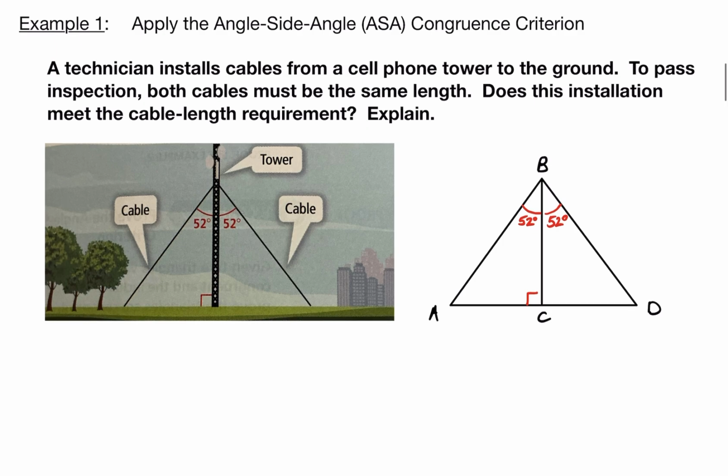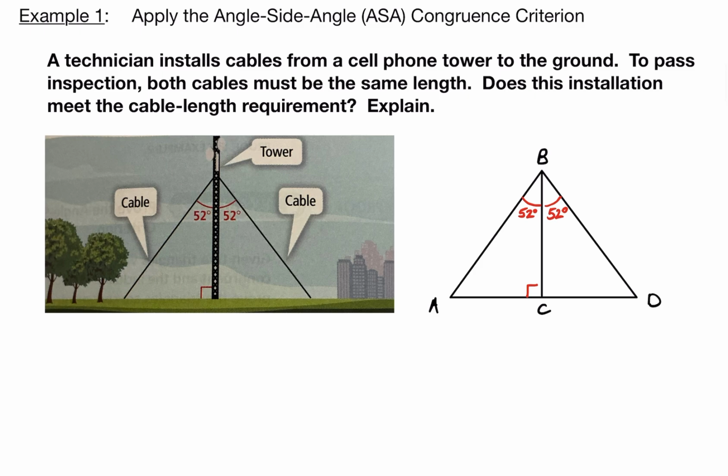So what I've drawn here to the right is a replica of the diagram, and you'll see that I've labeled these triangles A, B, C, as well as D, B, C. You'll notice that angle ABC is 52 degrees and angle DBC is also 52 degrees. And we have to determine if those lengths are the same. So to do that, what we essentially need to do is to prove that triangle ABC is congruent to triangle DBC. Well, let's first identify some congruence.